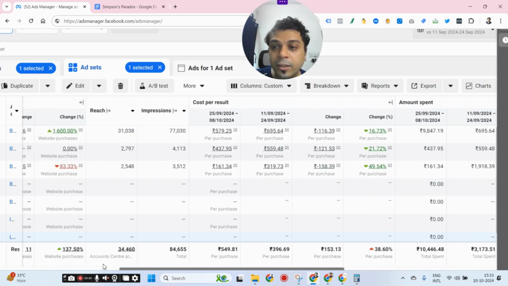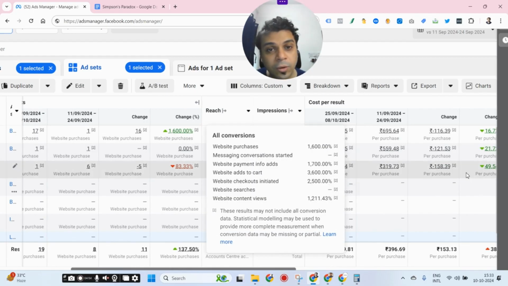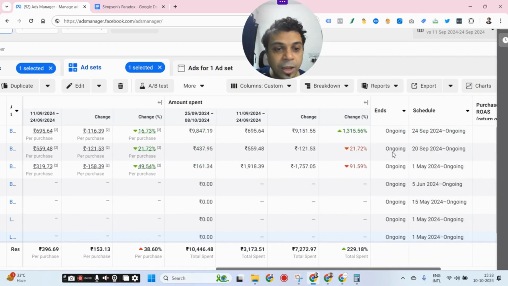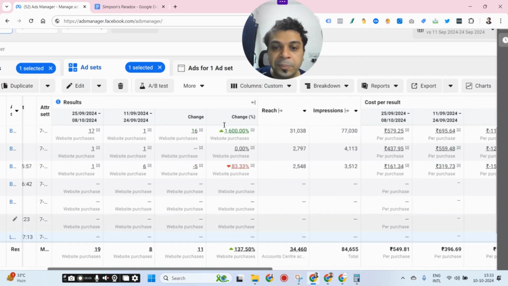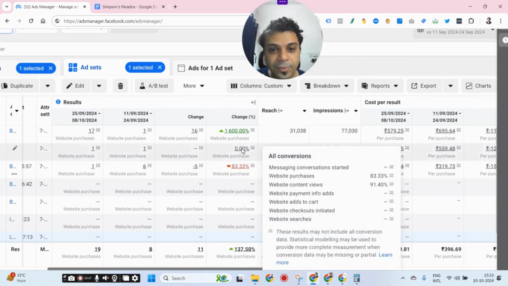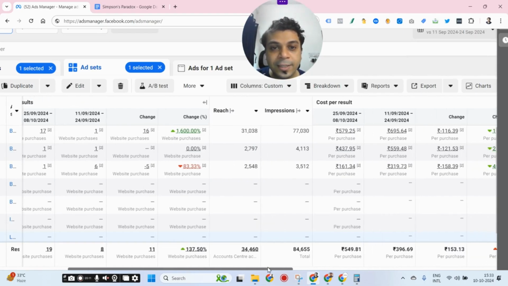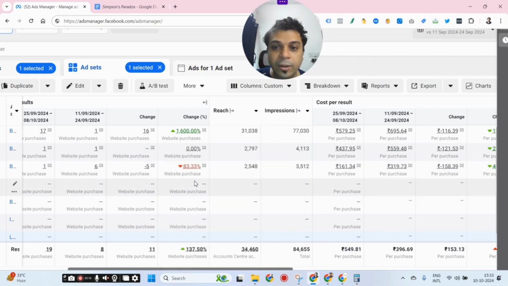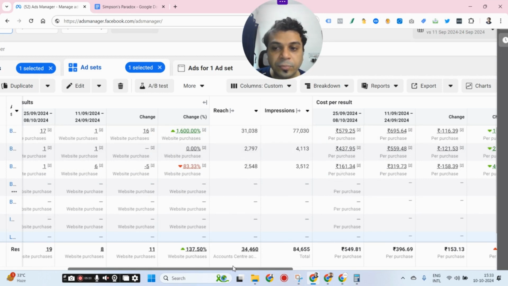Now let's look at the results. The results have also increased, even more, right? But the problem is that for the other 2 ad sets, the amount spent has actually decreased, and the results have not increased for them. So what's really happening is the overall number of purchases has in fact dropped for this particular ad set, from 6 to 1. And for this one it remains the same.